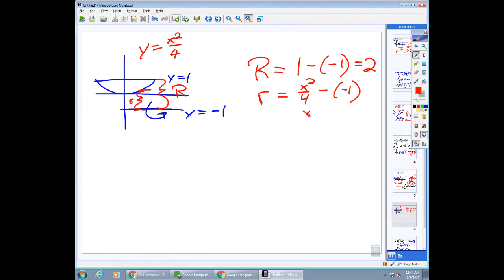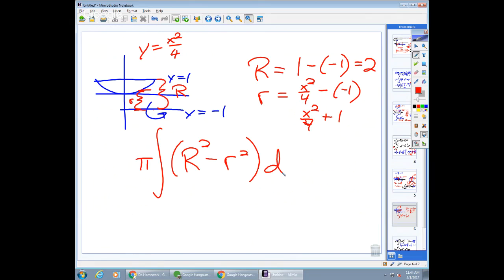Which I could say is x squared over 4 plus 1. And then I plug those into my integral, which is, you could pull the pi out if you want, big R squared minus little r squared. In this case, it's going to be a dx again, when we draw those little rectangles, because if I'm doing disk, the rectangle is perpendicular to the axis, so dx. So pretty similar to the last two. Find the radius and then start working it out.